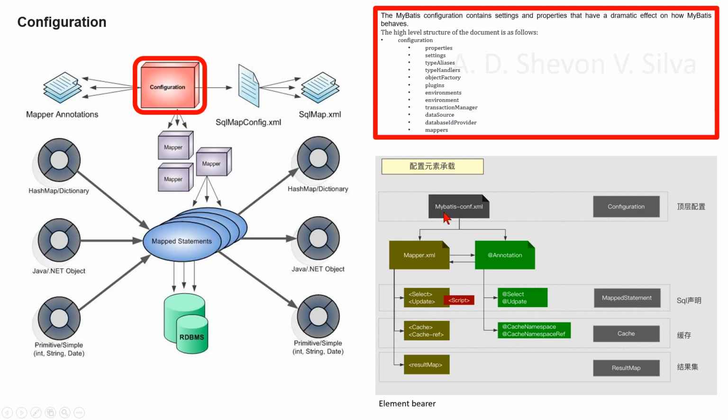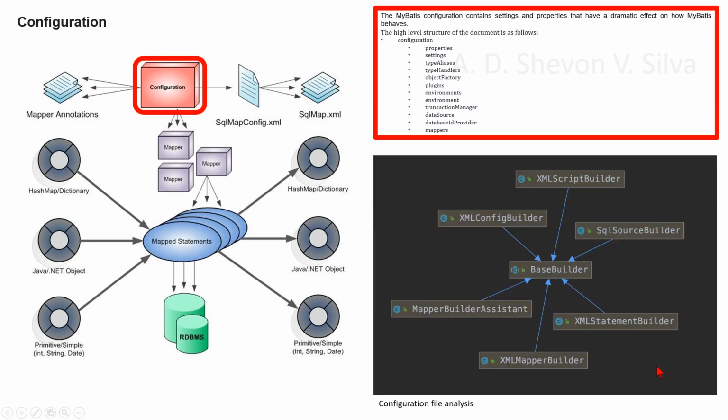Here MyBatis-config.xml is under configuration, and select, update, and script, @select, @update are related to mapped statements. Here cache-ref, @CacheNamespace, @CacheNamespaceRef are related to cache. Here result map is related to result map here.